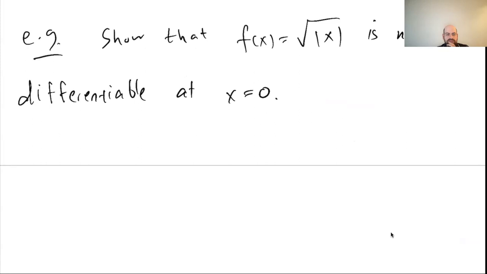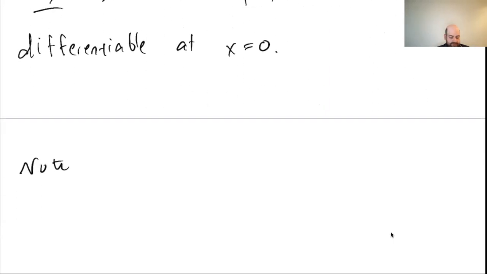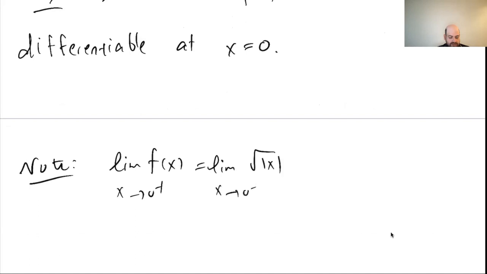So how can we show that this is not differentiable at x equals 0? First, we can check continuity. If you remember, if the function is discontinuous, then we can immediately conclude that it's not differentiable. But if the function is continuous, then it may or may not be differentiable. So still we don't know. Okay, but the very first thing you can check is whether the function is continuous or discontinuous. So note the limit of f of x as x approaches 0 from the right is equal to the limit of root absolute value x as x approaches 0 from the right, which is the limit of root x as x approaches 0 from the right, and this is root 0, which is 0.